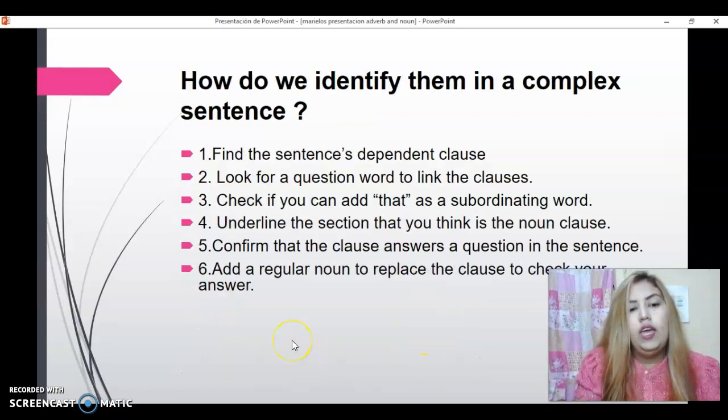Okay, and now I have how do we identify noun clauses in a complex sentence. First, you need to find the sentence's dependent clause. Second, look for a question word to link the clause. Third, check if you can add that as a subordinating word. Fourth, underline the section that you think is the noun clause. Fifth, confirm that the clause answers a question in the sentence. And sixth, add a regular noun to replace the clause to check your answer. But basically, those are the steps to identify noun clauses in a complex sentence.